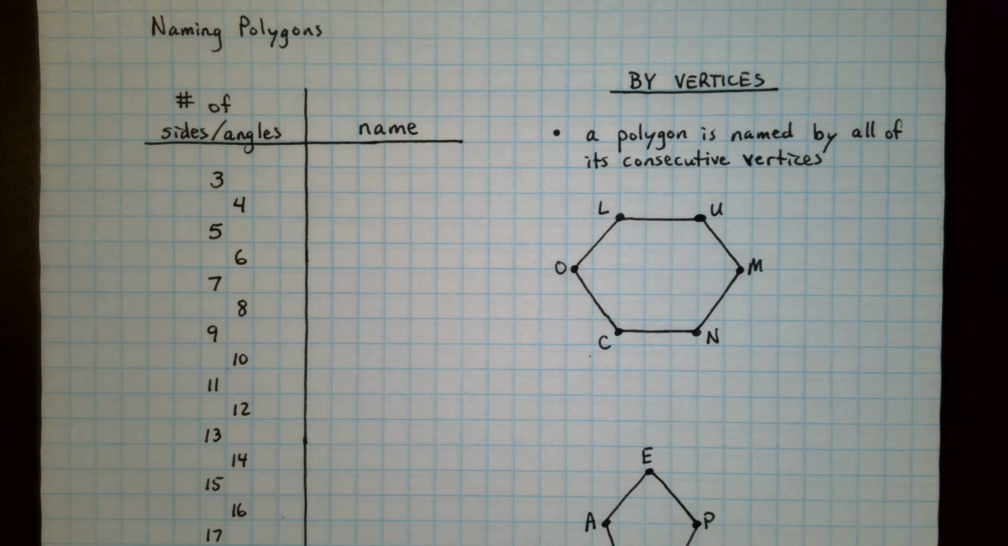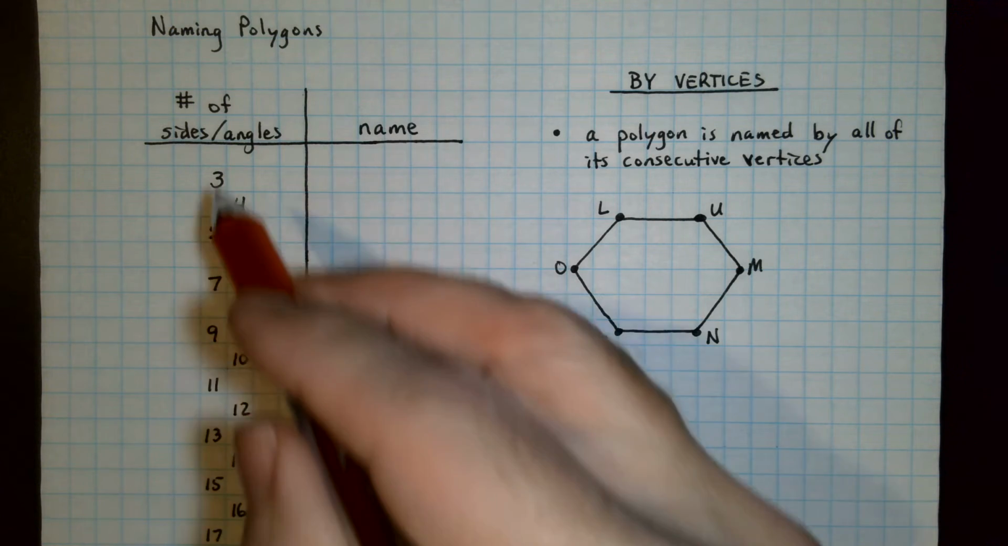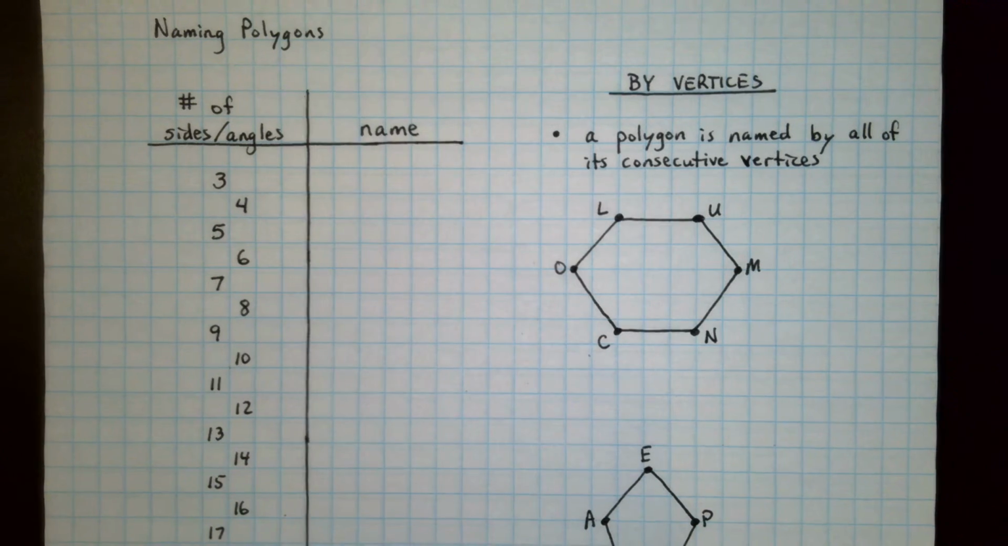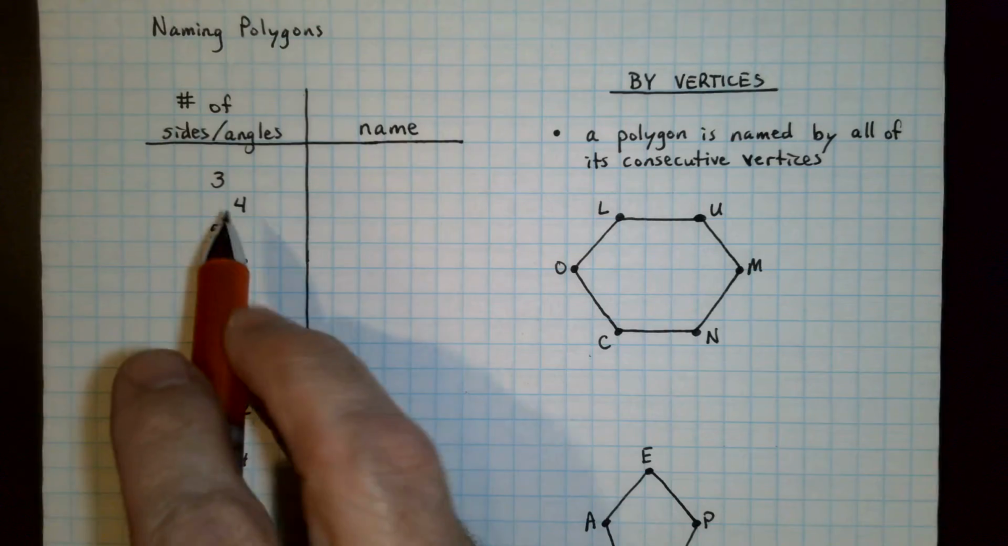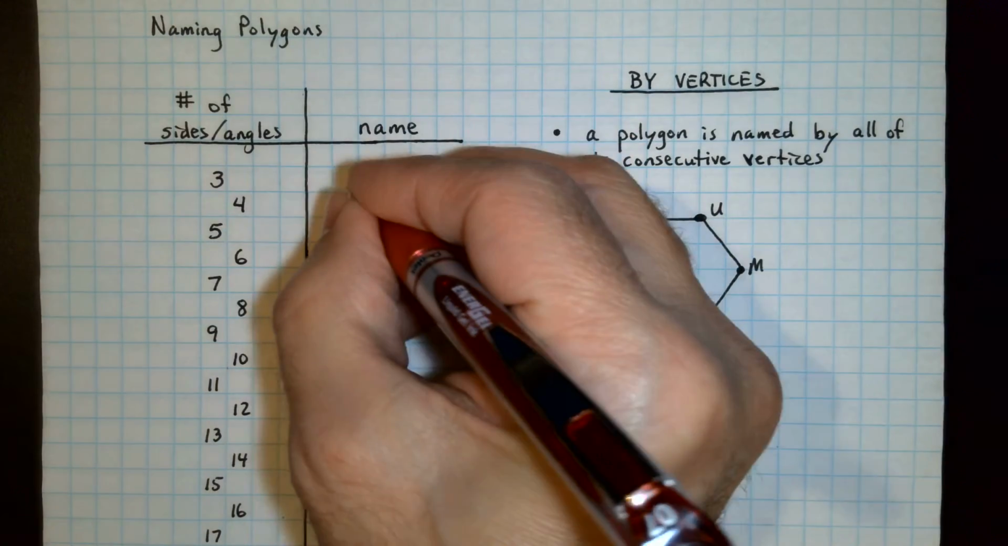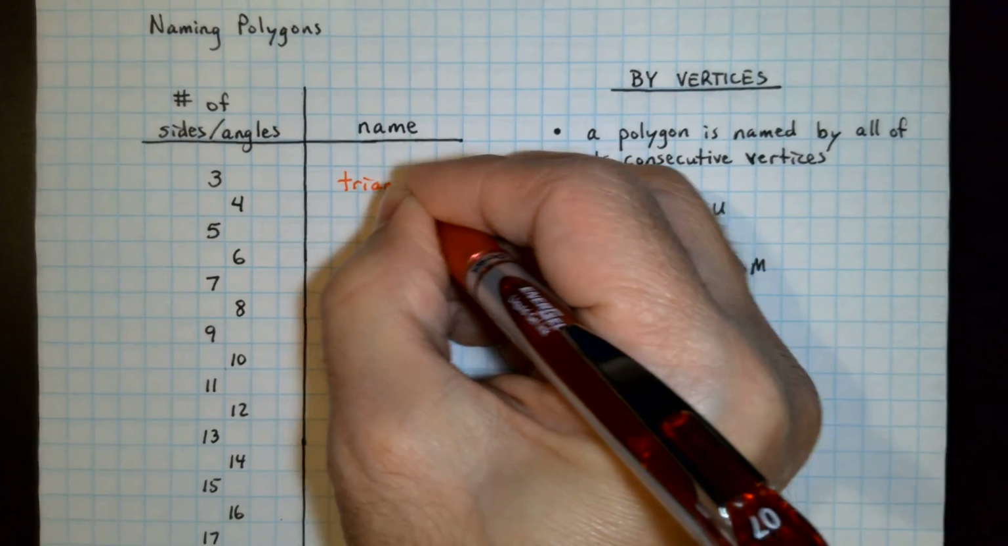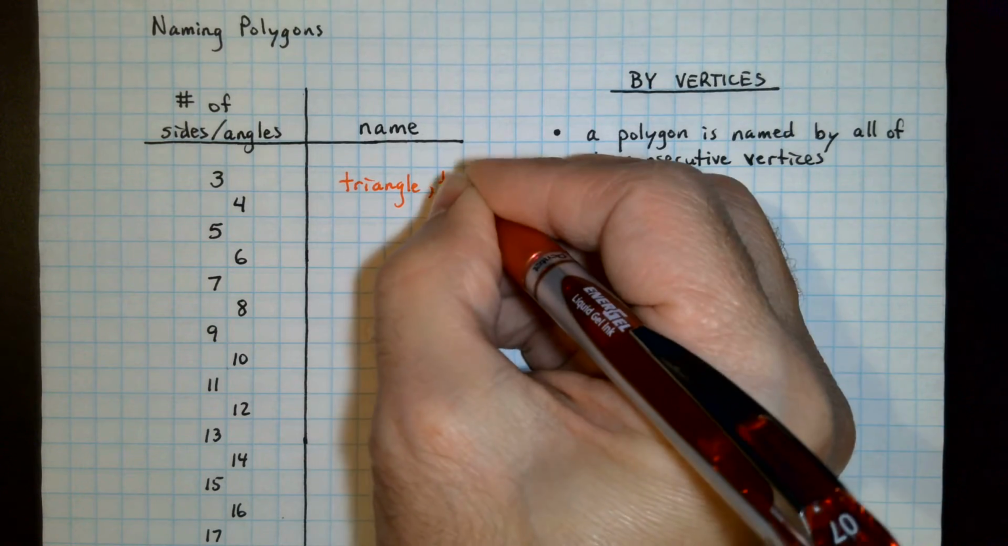We can name polygons in two different ways. One way we can name them is according to the number of sides or angles that they have. Now some of these are very familiar. There's a few that have more than one name. But as we start here, 3 would be a triangle or a trigon.